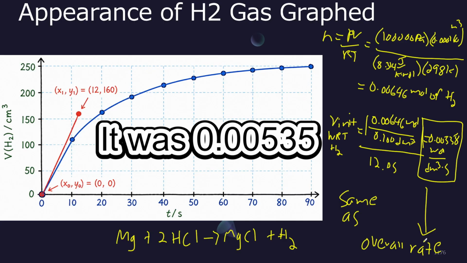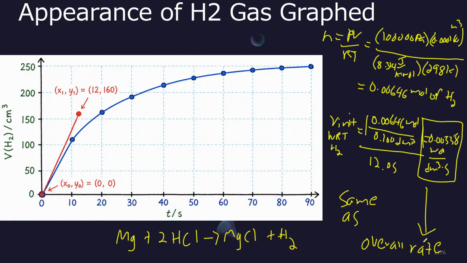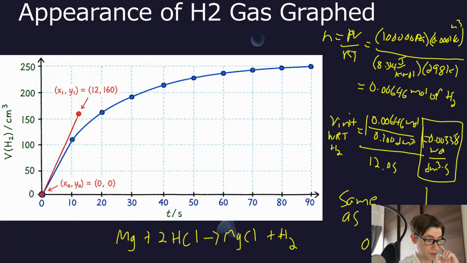Basically, this does show that you can use either the appearance of H2 or the disappearance of HCl. As long as you do everything in the correct units, you can compare the overall rates in the end, and overall rate should be a constant value. Does not depend on individual species, doesn't depend on which individual species you're looking at.